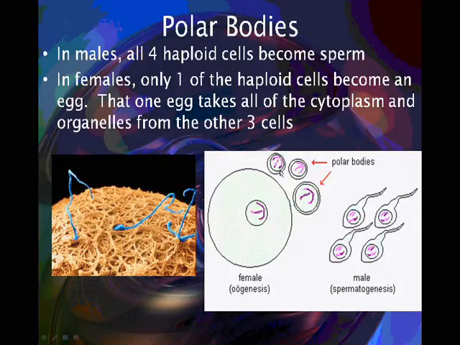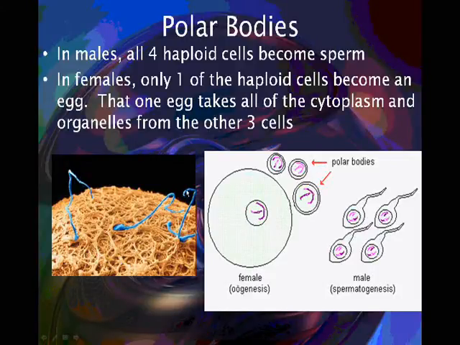Meiosis does not happen the same in females and in males. In males, all four of those haploid cells become sperm. But in females, only one of those haploid cells actually becomes an egg. The other three give up all of their cytoplasm and organelles to the very large female egg, and the other three are just the remaining leftover trash. Those are called polar bodies.